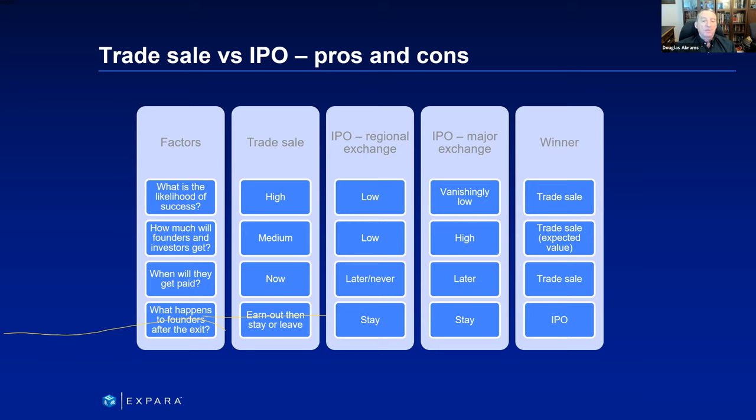What happens to founders after exit? In a trade sale, typically founders earn out and then decide whether to stay or leave. In the two IPO exits, founders often stay and can stay and often do stay. So I would give that one to IPO. But you can see on the four major factors in choosing your exit strategy, trade sale wins 3 out of 4.